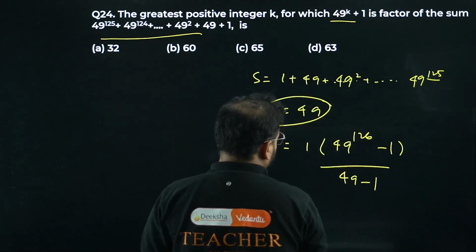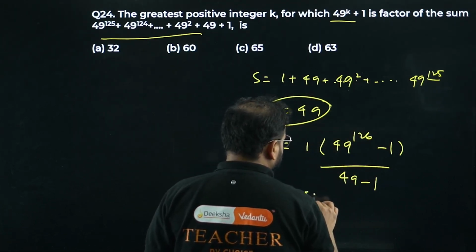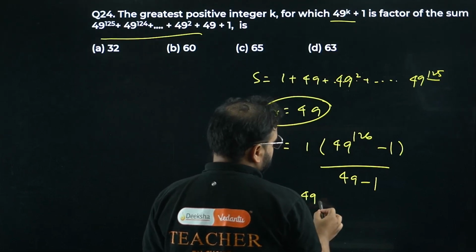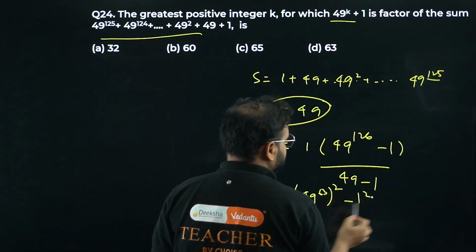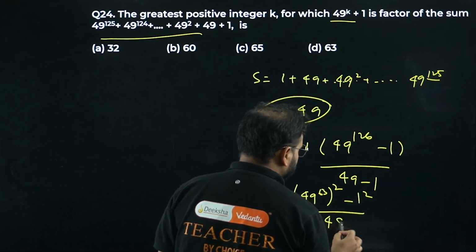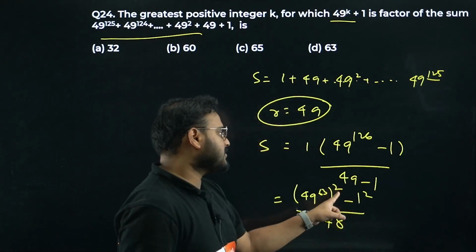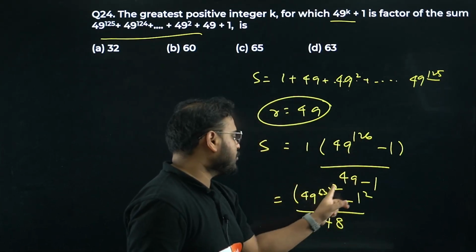I can make a formula out of this. I can get here 49 power 63 the whole square minus 1 square upon 48. Correct now? 63 into 2 is how much? 126. 3 into 2 is 6, 6 into 2 is 12.